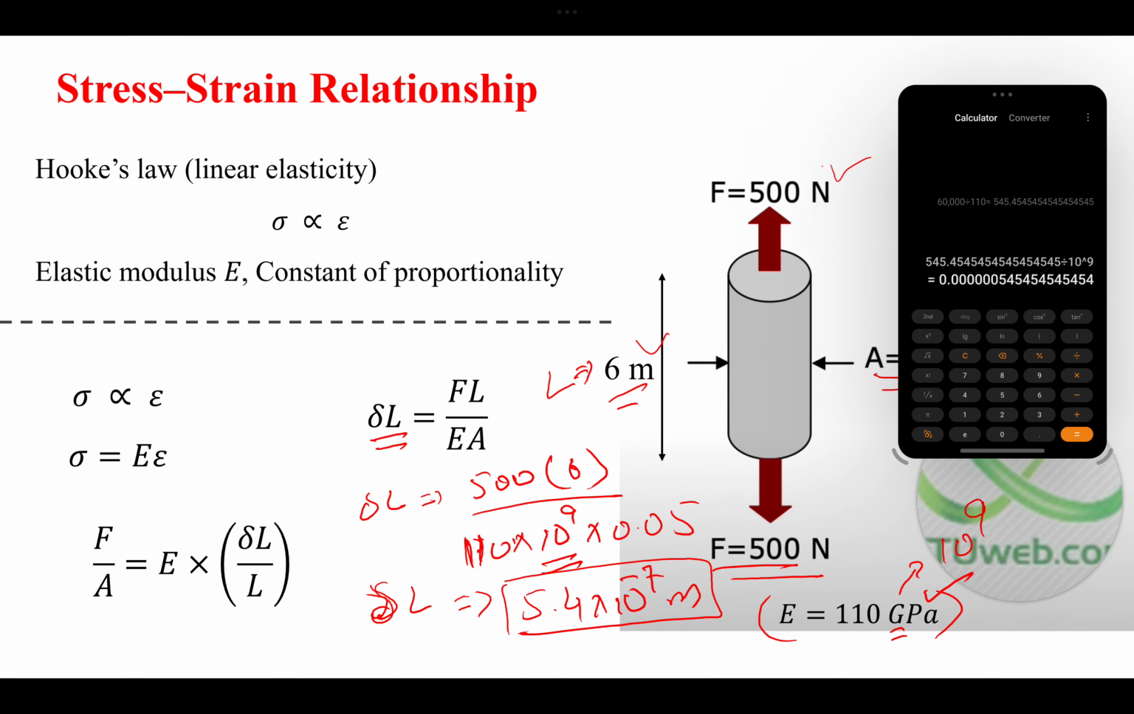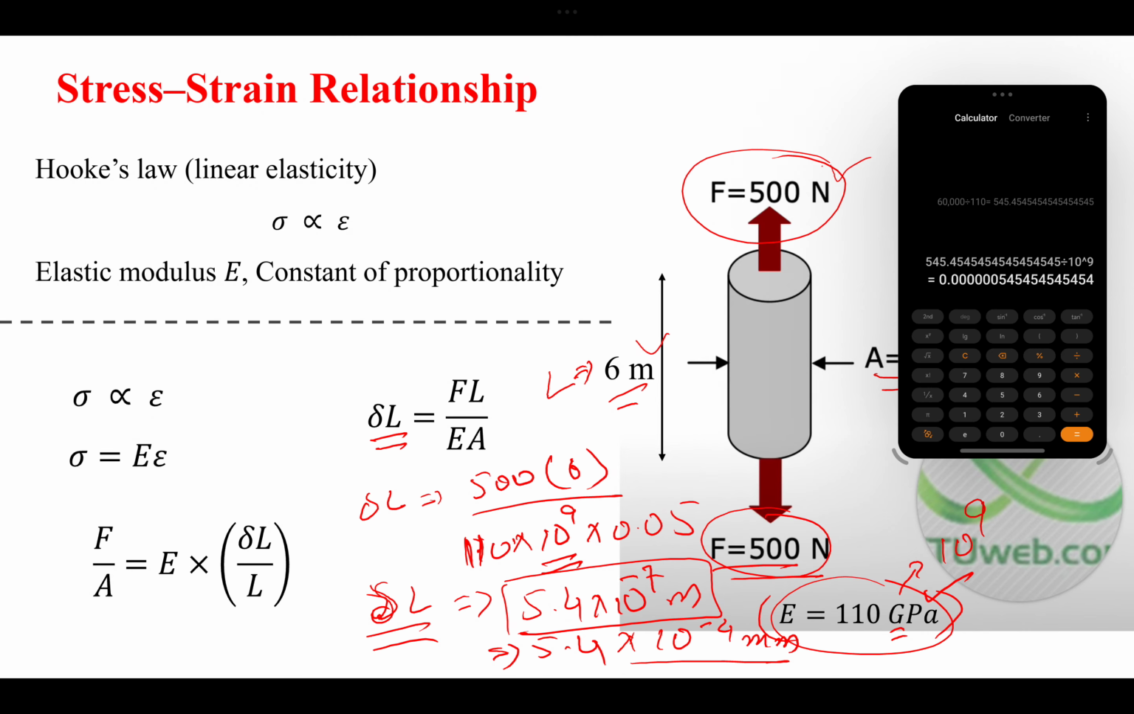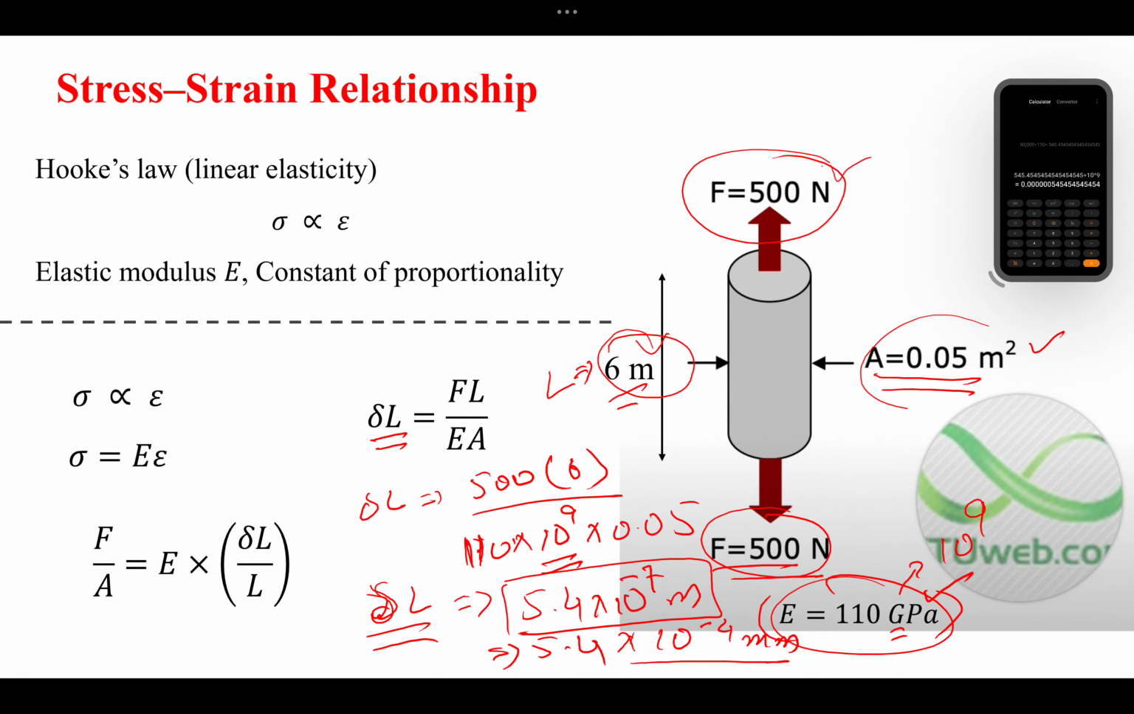Even if you talk about it in millimeter, that would be something into 10 raised to power minus 4 millimeter. Okay, so this is what you are gonna get as a result of the change in length once this much force is applied with the elastic modulus of 110 gigapascal, your original length is 6 meter, and your cross section area is 0.05. So this is just to understand that if we know all the quantities and we don't know one quantity, for example in this case we did not know what will be the change in length if these are the conditions, we can simply use the relationship to get the results.